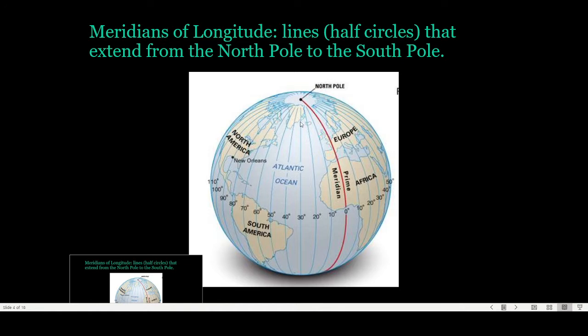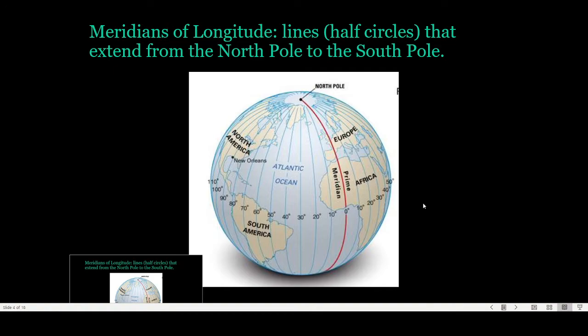So all lines of meridians are designated east or west, except for the prime meridian, which is 0 degrees only, and 180 degrees at the international date line. So every other line of the meridians is designated west or east.